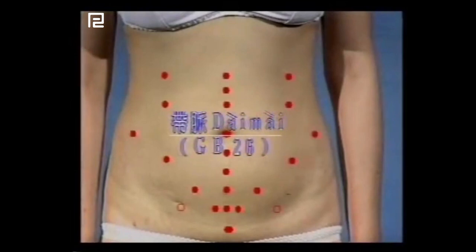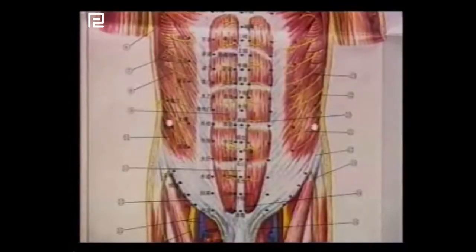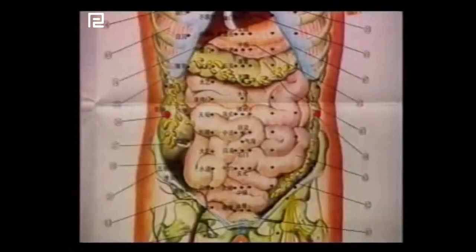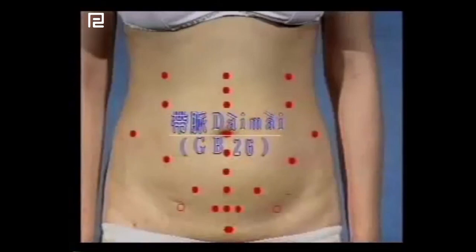Dai Mai. Location: on the lateral side of the abdomen, at the crossing point of a vertical line through the free end of the 11th rib and a horizontal line through the umbilicus. Indications: abnormal menstruation, hernia, pain in the lumbar and hypochondriac region, leukorrhea with white and yellow discharge, adnexitis, pelvic infection. Methods: puncture 0.5 to 1 cun, moxibustion 3 to 5 cones or 10 to 30 minutes.